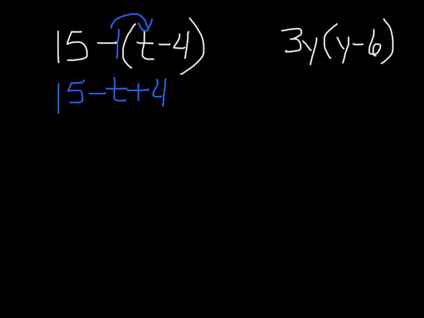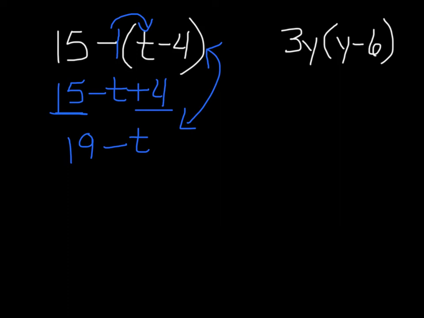Now we need to combine like terms. If we start with 15, its like term is 4. 15 plus 4 is 19. And then you have minus t because there are no other terms to combine with it. So 15 minus the quantity of t minus 4 is an equivalent expression to 19 minus t. Equivalent expressions.